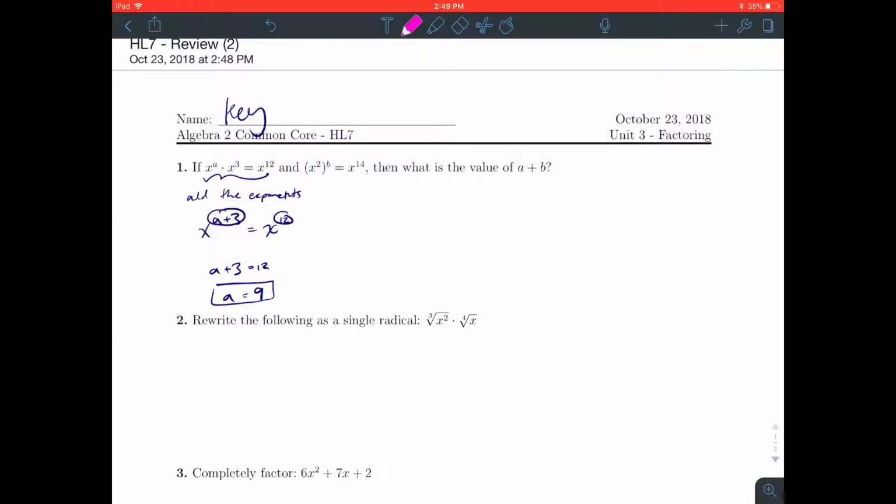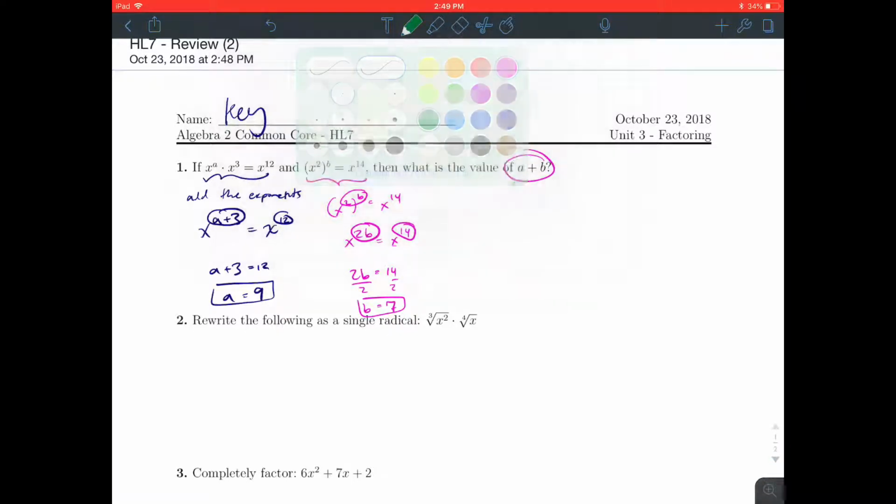For the second equation, x squared to the b power equals x to the 14th. When we have a power of a power, we multiply them. For these to be equal, we see that this and this have to be equal, because the bases are already equal, x and x. That gives us b equals 7. Finally, that means that a plus b is equal to 9 plus 7, 16.